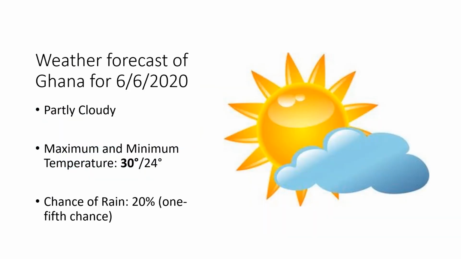Weather forecast of Ghana for 6 June 2020. It will be partly cloudy as you can see from the weather symbol. The maximum temperature will be 30 degrees Celsius and the minimum temperature will be 24 degrees Celsius. The chance of rain will be 20%.